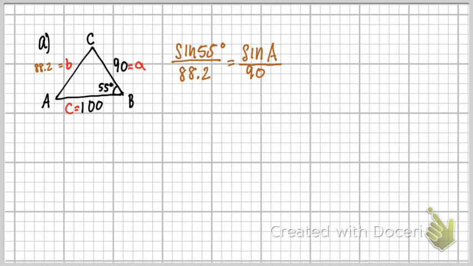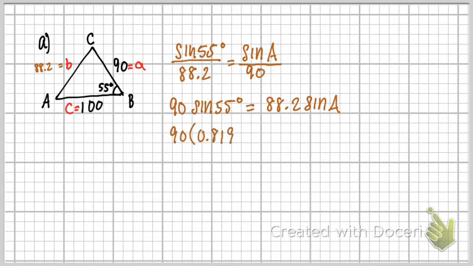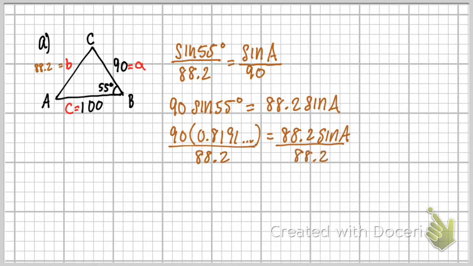So now all I'm going to do is a little bit of algebra to find out what the sine of A equals. So this would be our first step, and the sine of 55 degrees, I would get 90 times 0.8191 blah blah blah, and that's going to equal 88.2 sine of A. Now what I'm going to do is divide both sides by 88.2. That reduces to 1, and then I get on the left side.